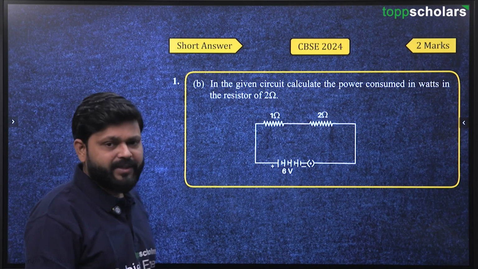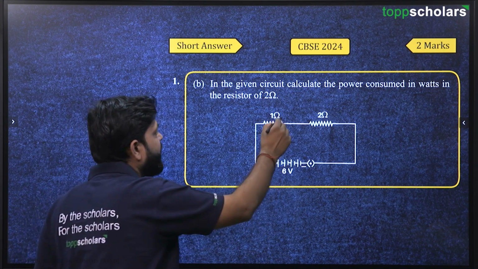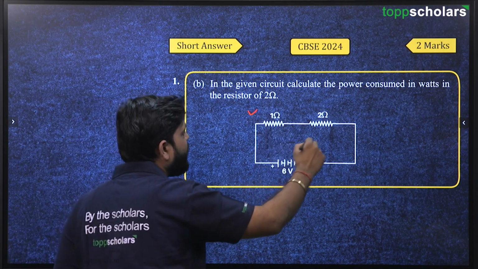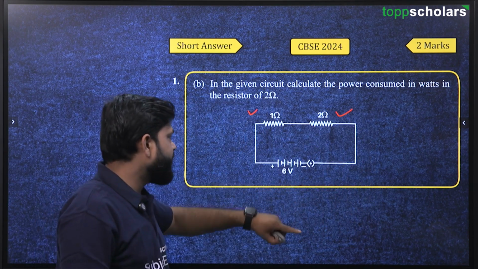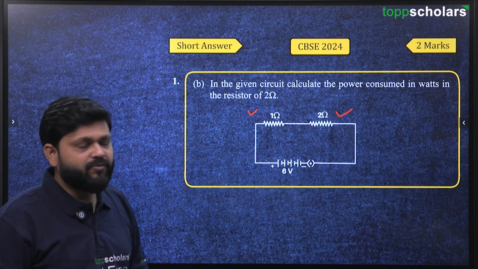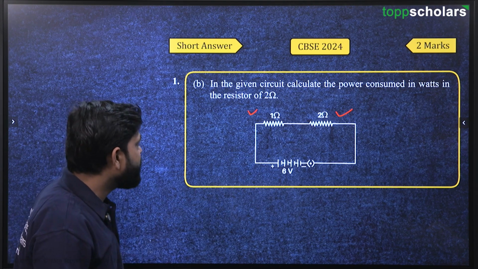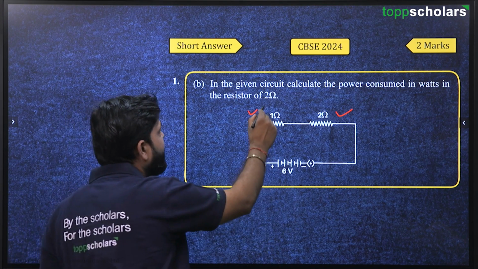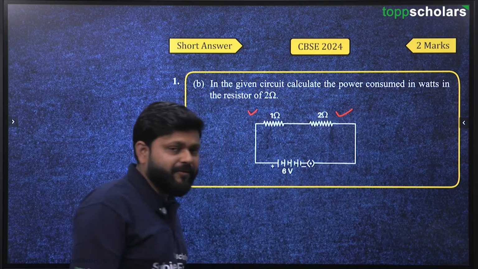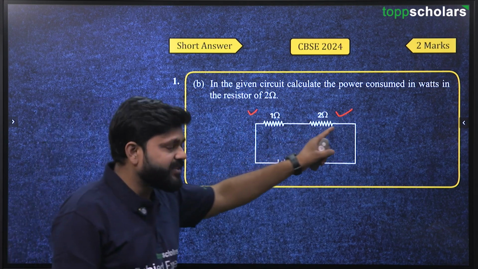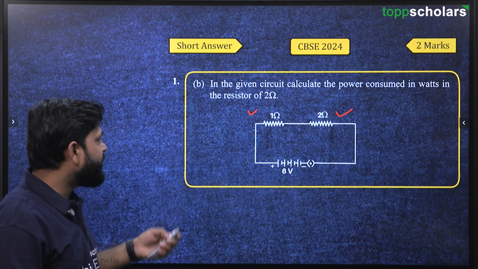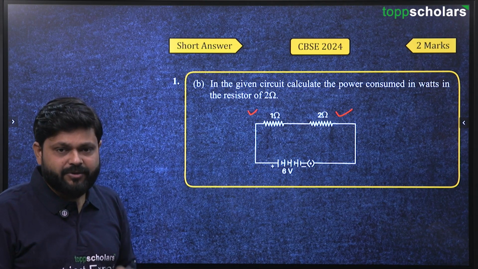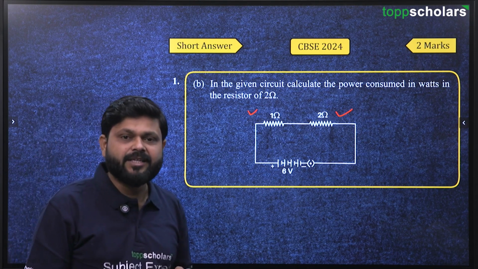First of all, we have to understand that these two resistances are in series combination. If this is in the series combination and the battery is of 6 volt, how can we solve? It has been asked in the question that you have to find the power from the 2 ohm resistance, right? So before going to calculate power, we have to calculate the current as well, right?